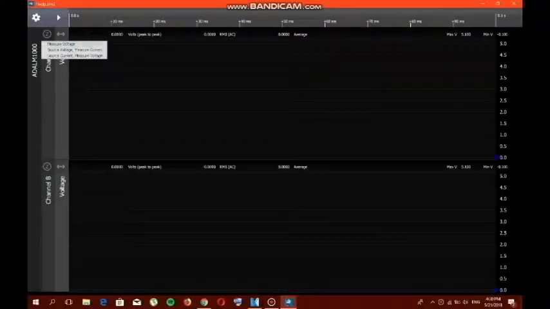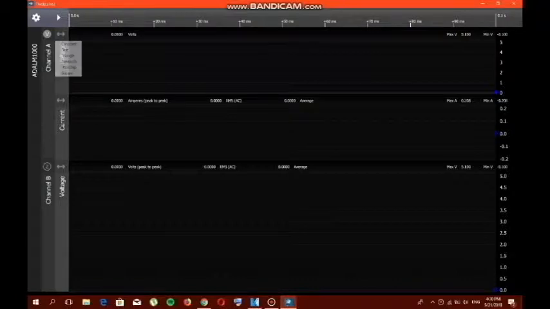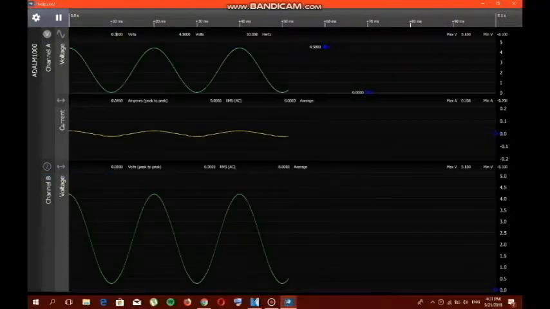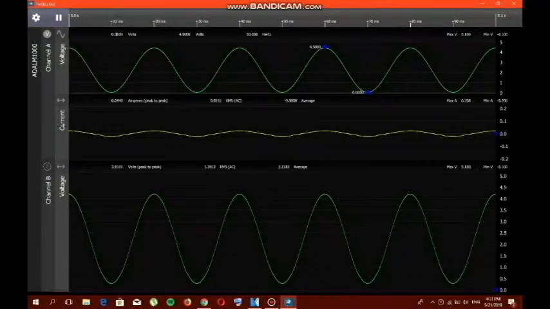Set up the M1K to source voltage, measure current on channel A. Set up channel A source waveform for a 50 Hz sine output to swing between 0.5 volts and 4.5 volts. Set up M1K, measure voltage on channel B.